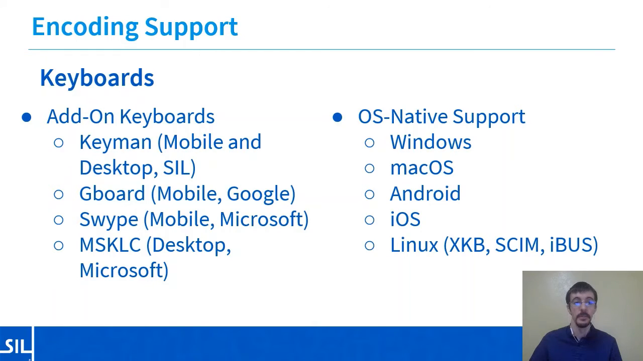The other half of encoding is keyboards. Once you already have the letters, can you actually type them? So there are add-on keyboards like Keyman by SIL, Gboard or Swipe for Android or iOS, and MSKLC, which allows you to create keyboards for Windows. And there is OS or native support. So that would be getting access to or having a keyboard inside Windows, inside Mac, inside Android, iOS, or Linux.